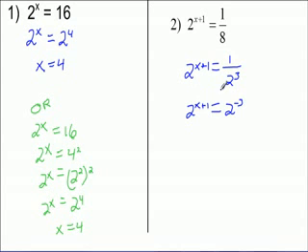Okay, now my bases are the same, so I can essentially cancel those bases and set the exponents equal to each other. So I have x plus 1 equals negative 3. And then I just need to subtract 1 from both sides, and I have x equals negative 4. And that's my final answer.